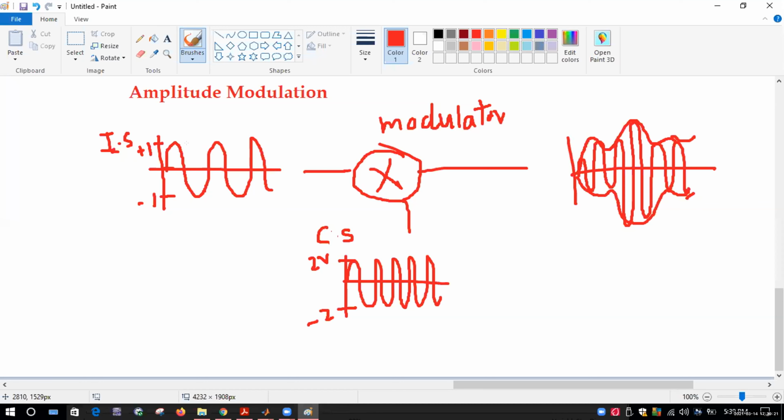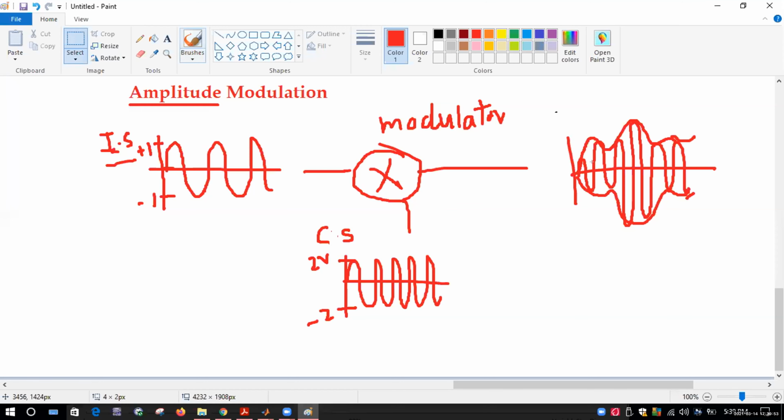Look, this information signal has a constant amplitude. This carrier has a constant amplitude. But when you mix them in the modulator, but which modulator? The amplitude modulator. Here we are talking about the amplitude, meaning this carrier amplitude will be changed according to the amplitude of the information signal. So if this goes high, then the carrier will also go high. Now it will not be just 2.